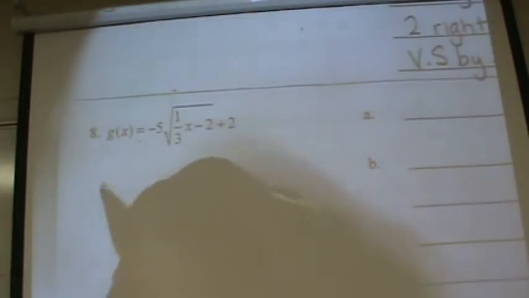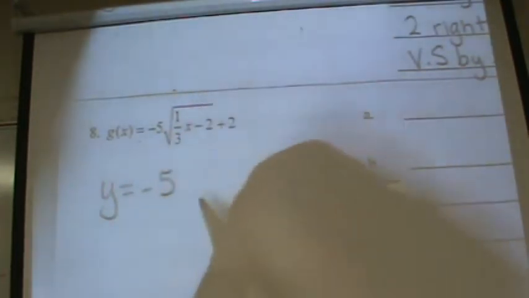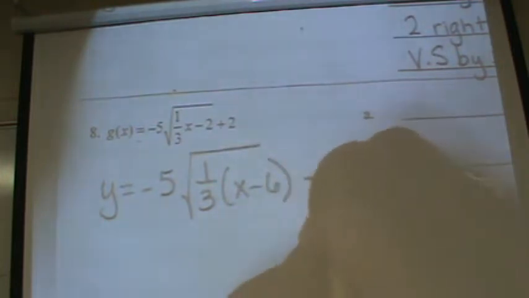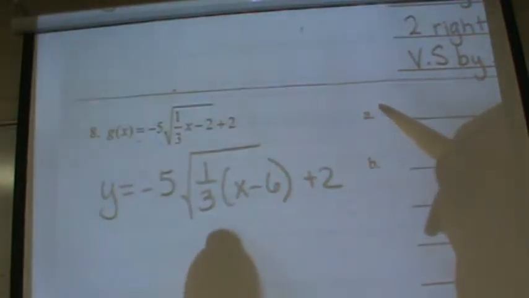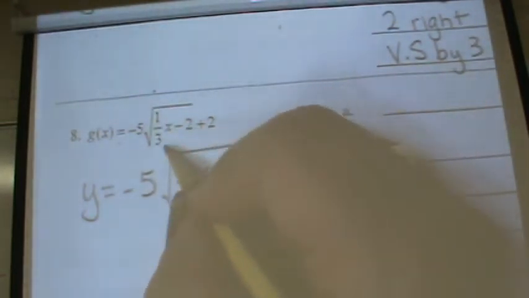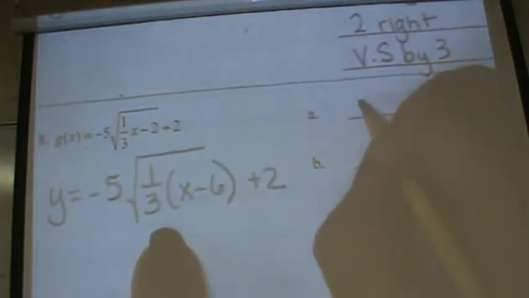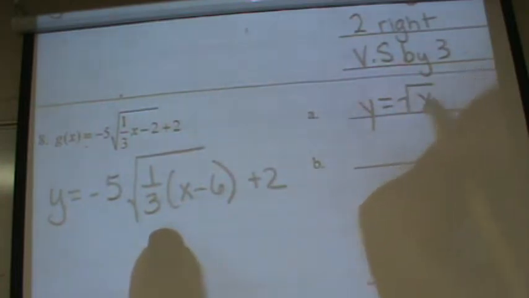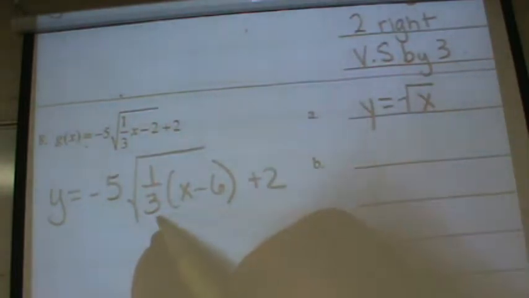Number 8. The parent function, I pulled out the 1/3. So 2 divided by 1/3 is 6. Parent function is the square root function. Here's your A value, flip it.